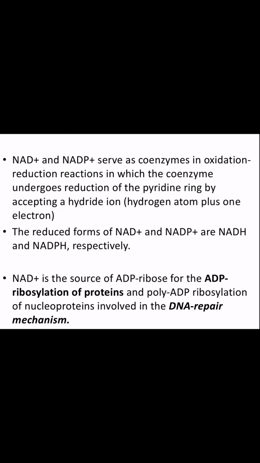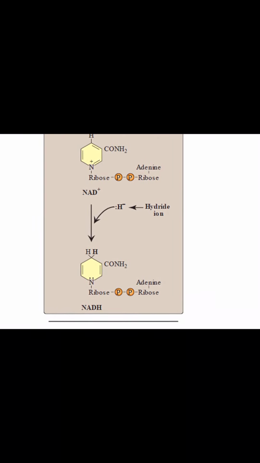You know the DNA sometimes has to be repaired. So this NAD acts as a source of ADP ribose, which is necessary for the ribosylation of the proteins that are involved in DNA repair. Here they have shown how NAD takes a hydride ion and is converted into NADH.